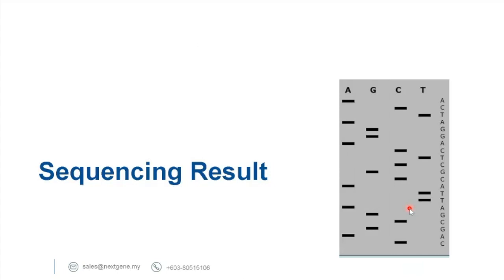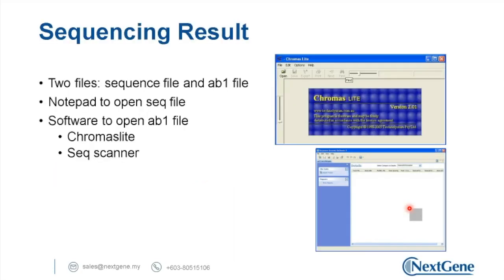Okay, sorry. So next I shall share on the sequencing result, some of the common sequencing results that we've seen, good and bad. Whenever the sequencing service has been completed, we will send back 2 files to you, the user. The first file is called a sequence file or txt file, and the second one is called .ab1 file.